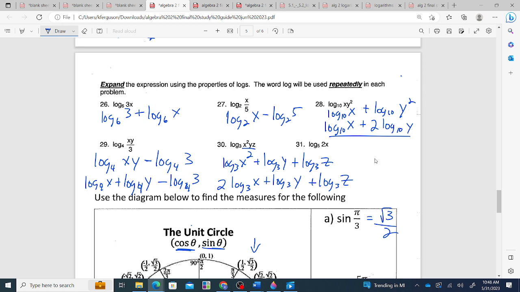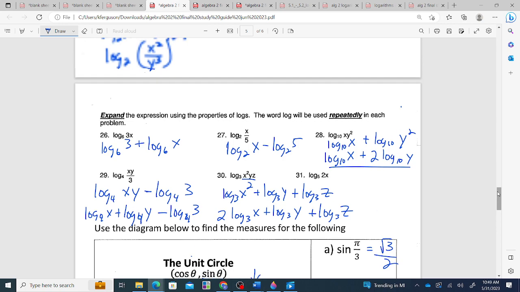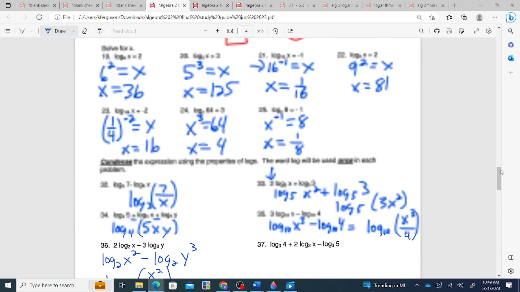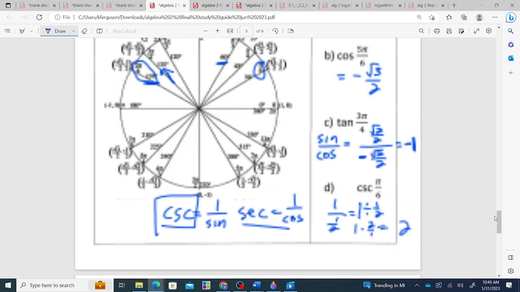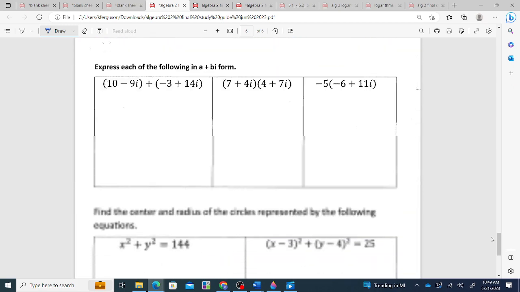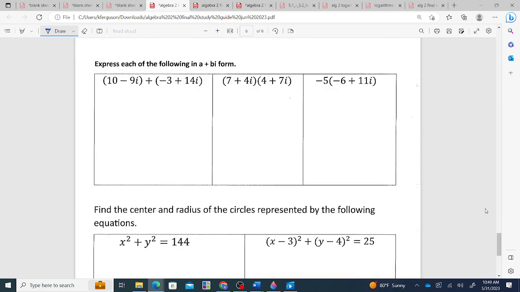No. So anyway, last one is the product rule. I'll leave it to you. Let's see. That's all of that. Okay. All right. So let's talk about this.